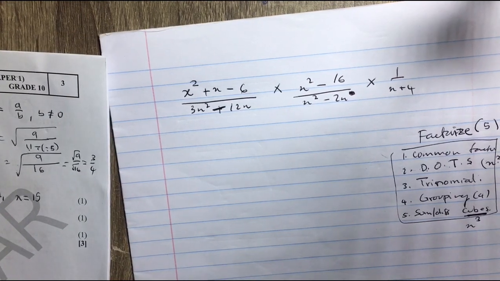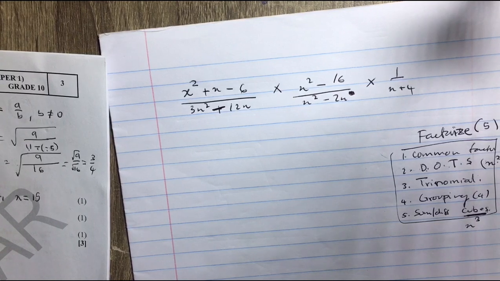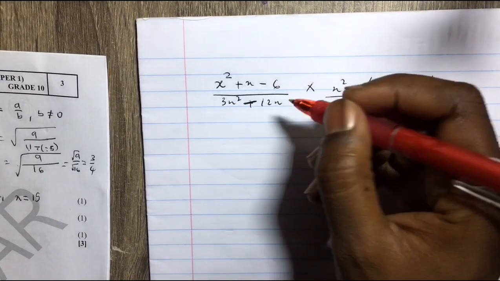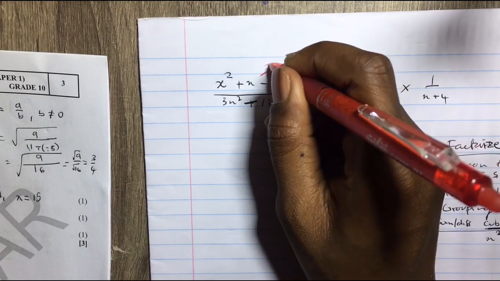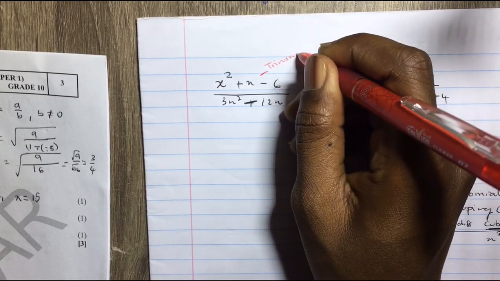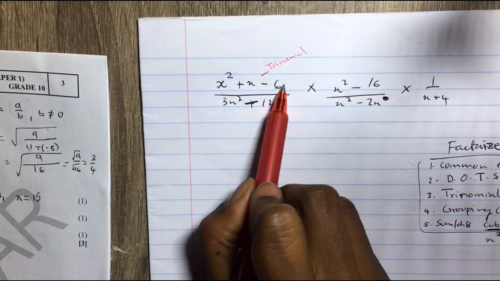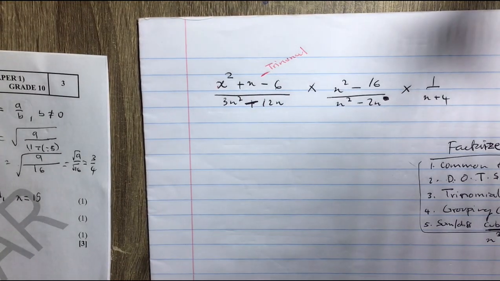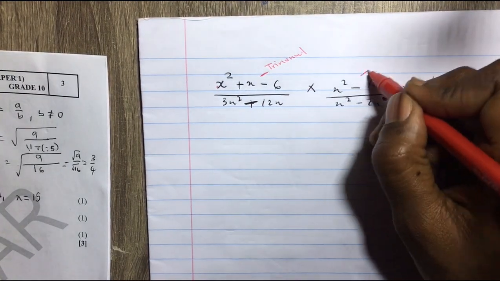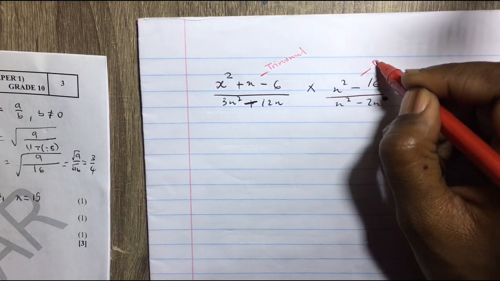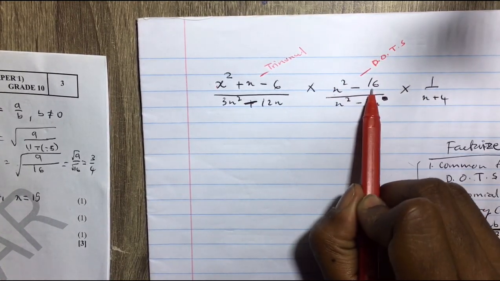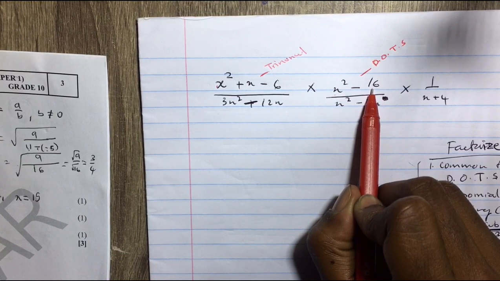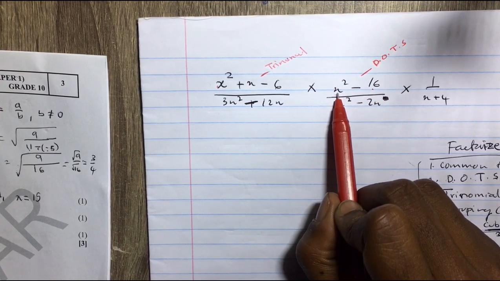So let me write here which rule I'm going to apply. Here I'm going to use this pen, trinomial. Can you all see why I am using a trinomial? Because I have 3 terms. I'm going to apply difference of 2 squares here. Can you all see? Because it's a difference of 2 squares. 16 is a perfect square. X squared is also a perfect square.